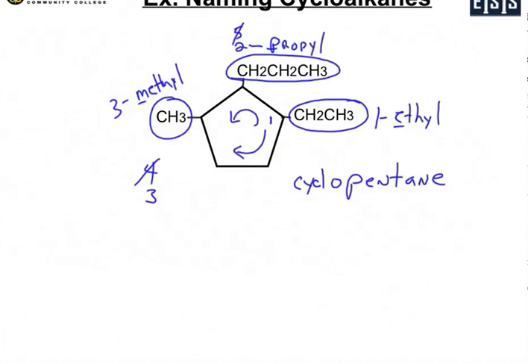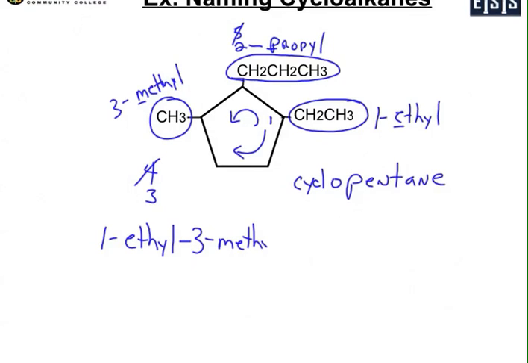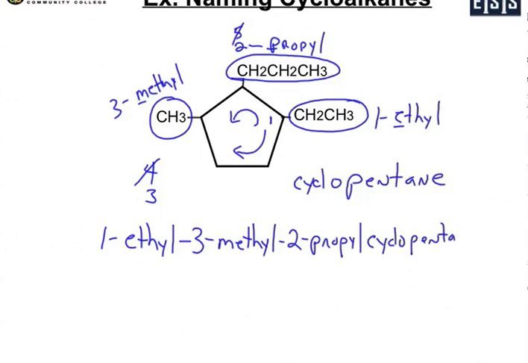So now we're going to list these in alphabetical order. So we're going to say 1-ethyl is your first. Then the next in alphabetical order is the methyl. So then we do 3-methyl. And then finally the propyl, 2-propyl. And then your base, cyclopentane.